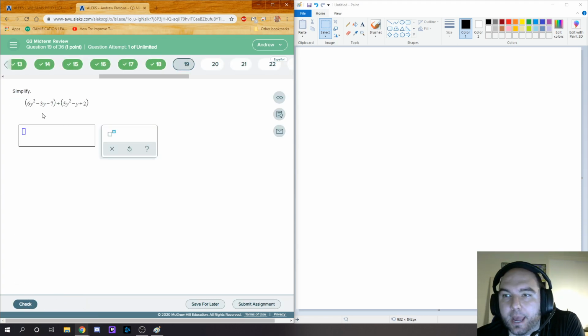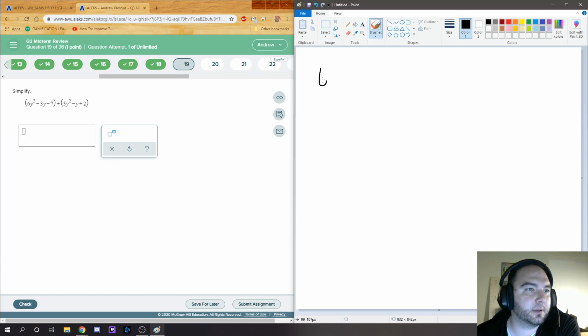Problem 2. Add these together. All right, here comes the pen. We're going to be doing a little bit of this today. 6y squared minus 3y minus 7 plus 5y squared minus y plus 2.